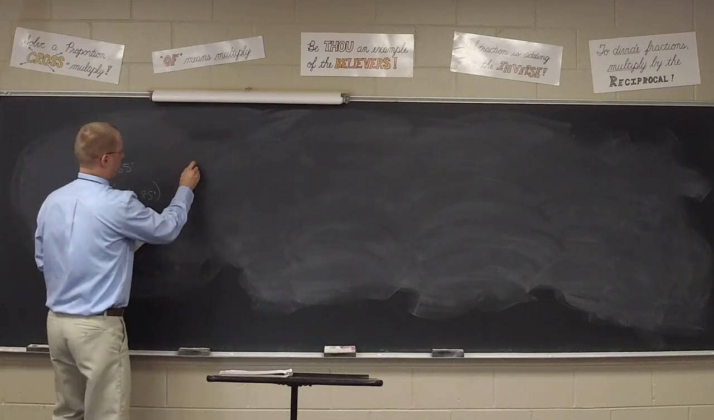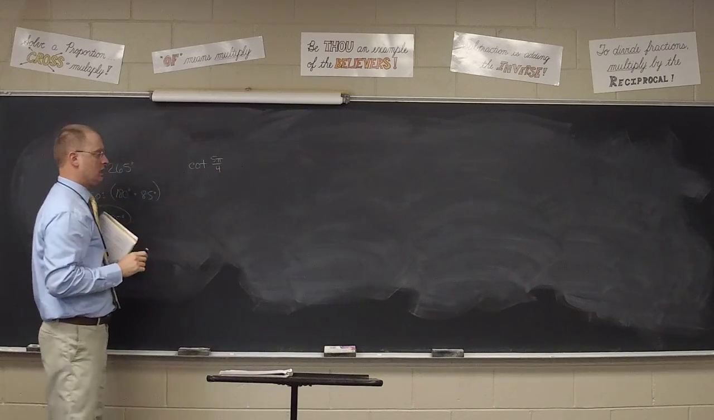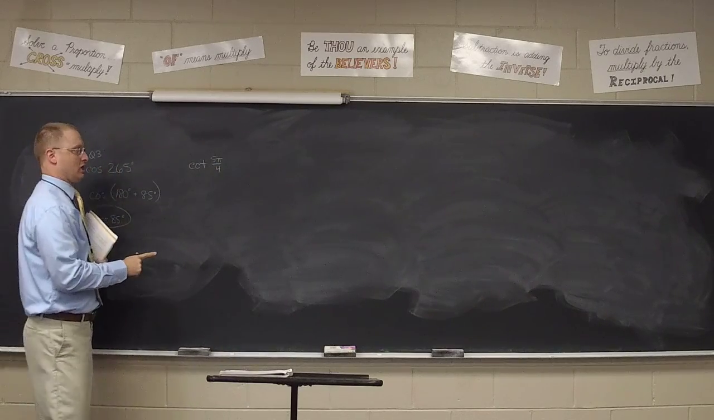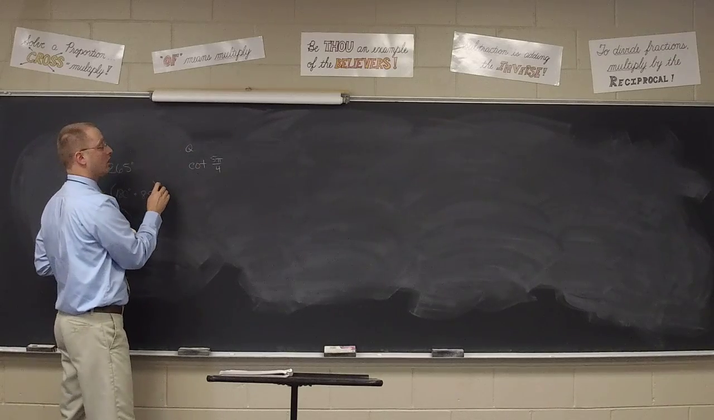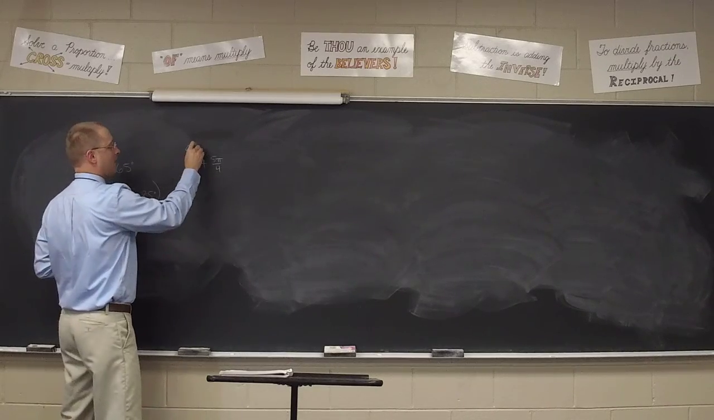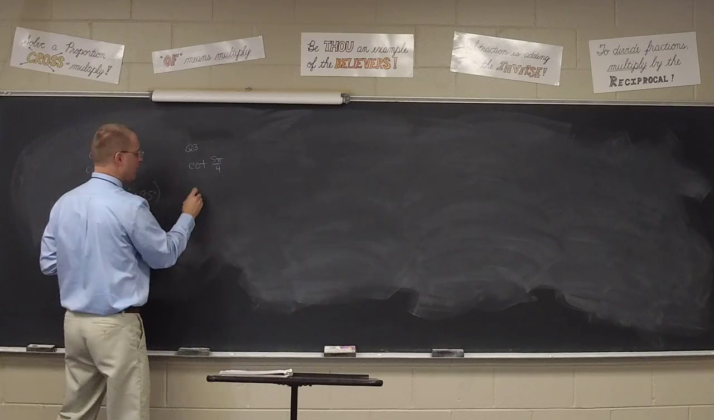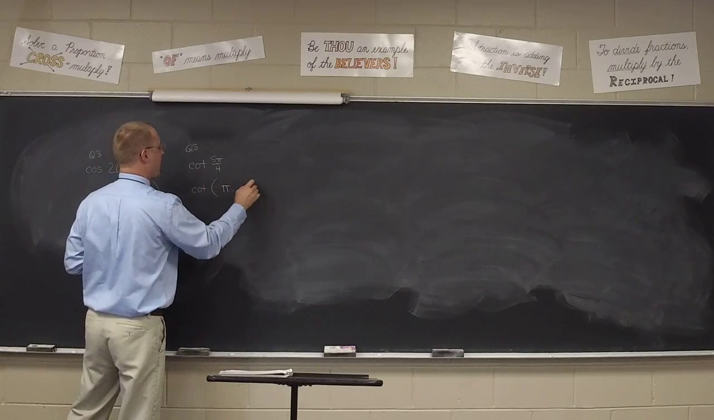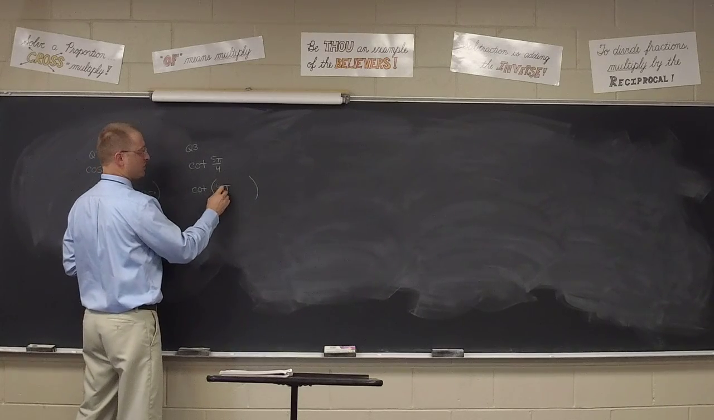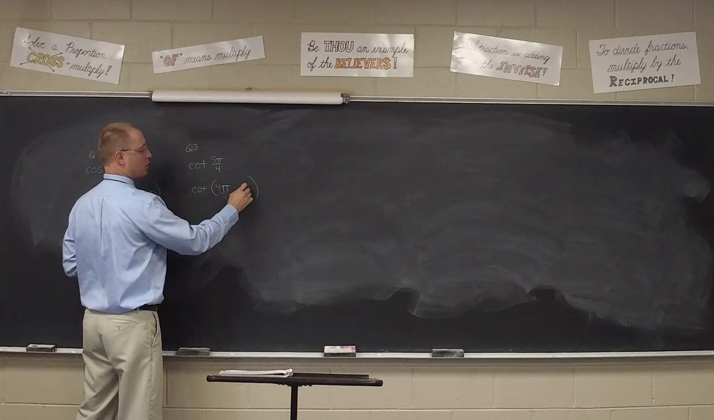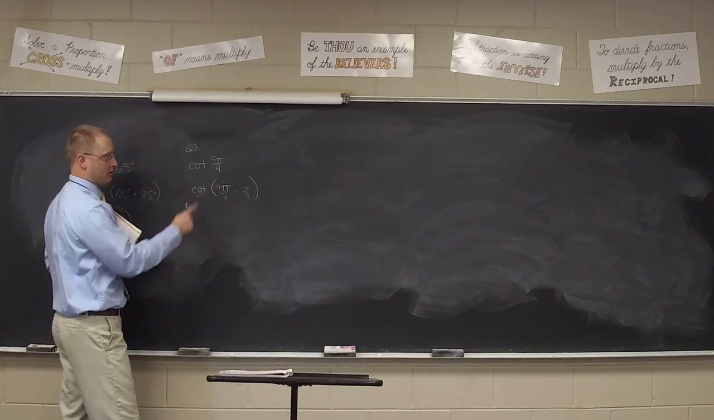Looking at number 15, we've got the cotangent of 5 pi over 4. Same function. Since it's in quadrant 3, we don't put 180, we put pi. So I'm going to rewrite this as the cotangent of pi plus pi over 4. Remember, this is 4 over 4, so I would add 1 pi over 4 to get to 5 pi over 4.